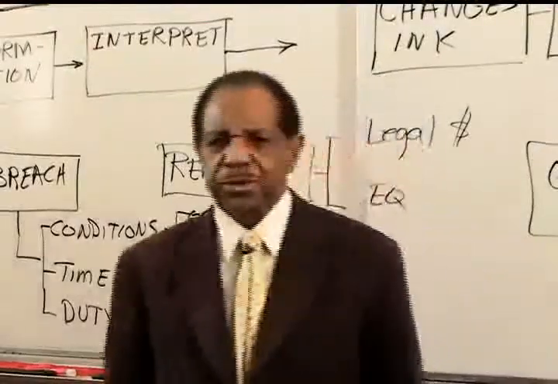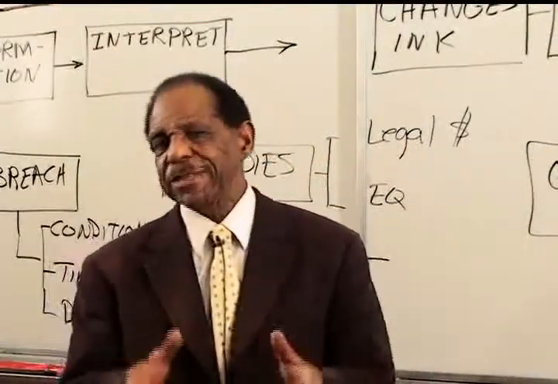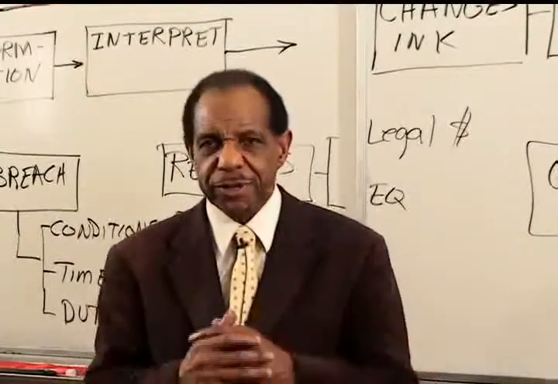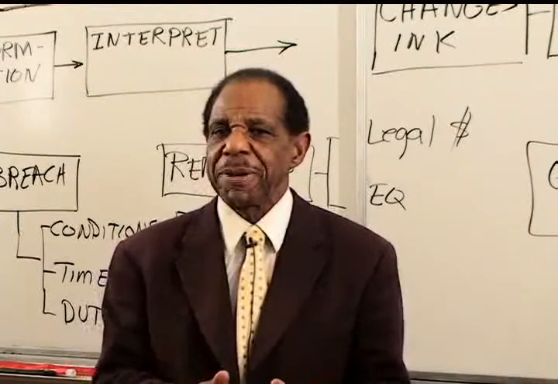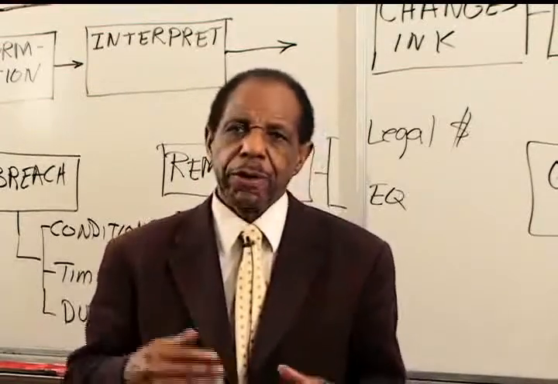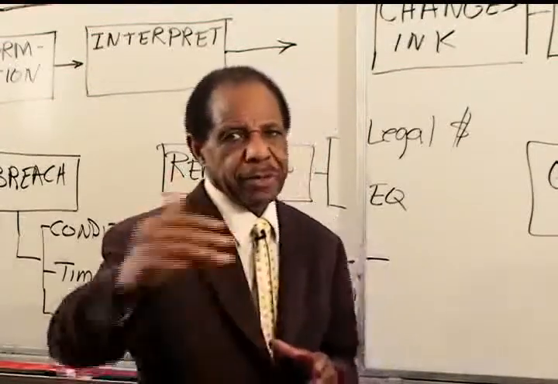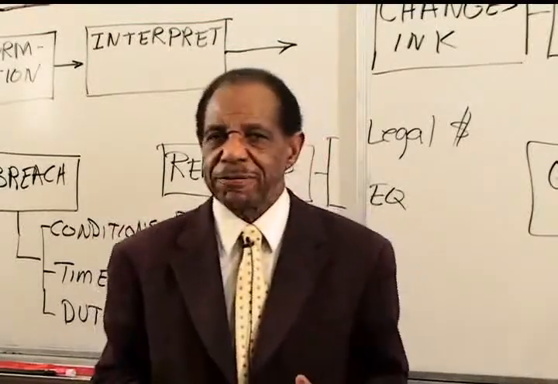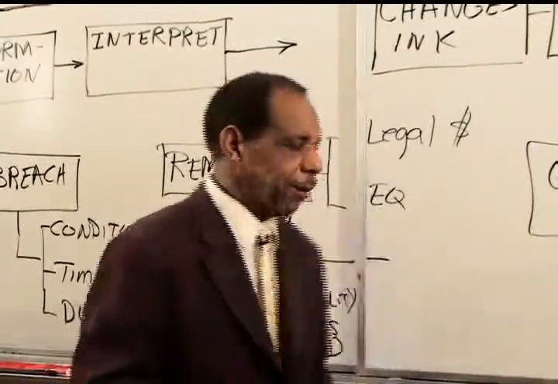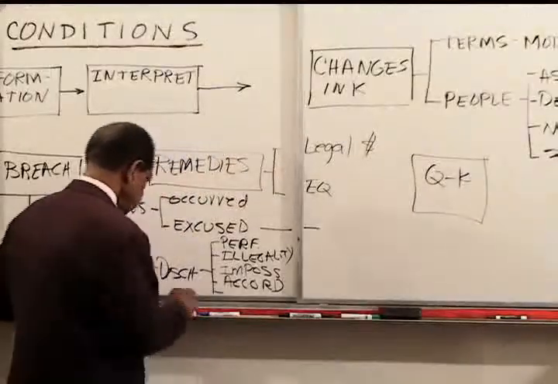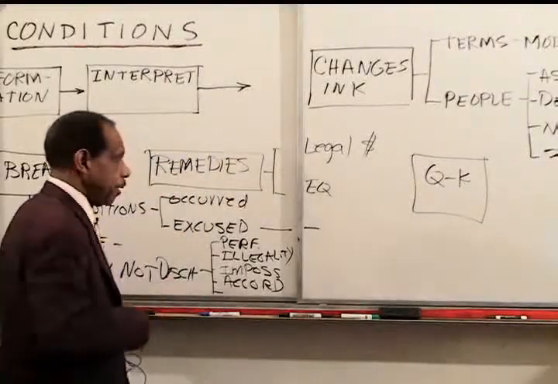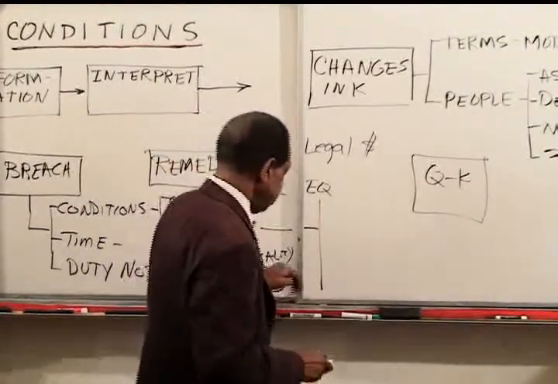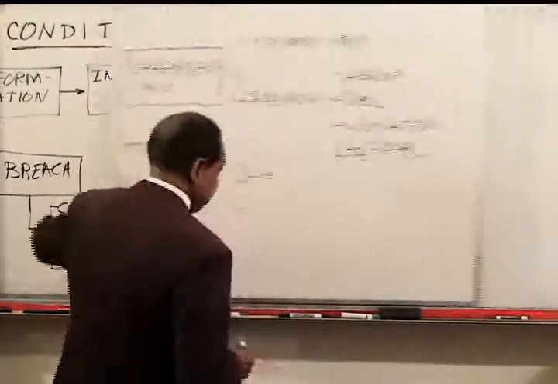Now this brings us to the events and the reasons to excuse the occurrence of these events. That's what this lecture is about. These events which are going to trigger your duty, make your duty to perform absolute. There are a bunch of funny things that can happen to these events, and that's what this lecture is about. Let's list them. I'm going to just go to a new board here so we can make some more notes.